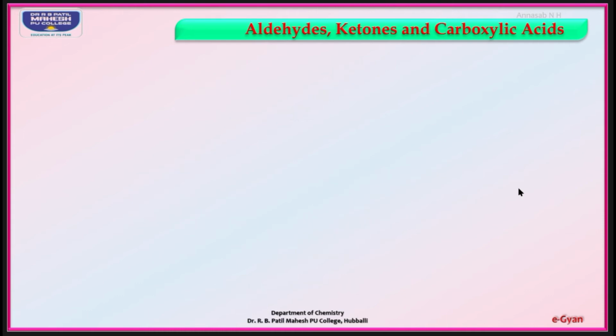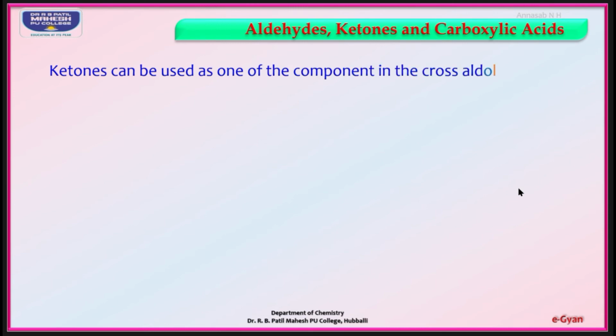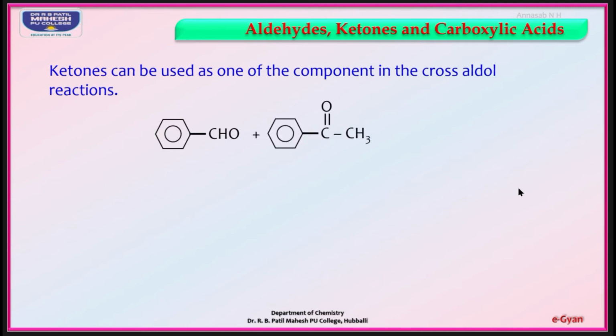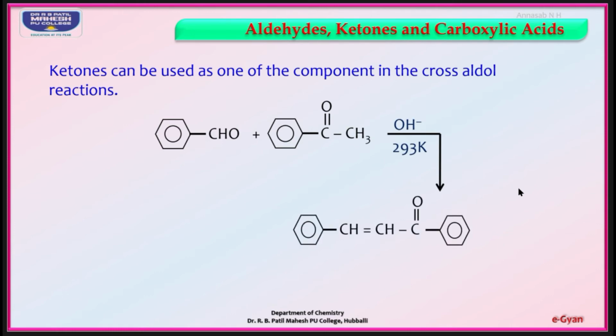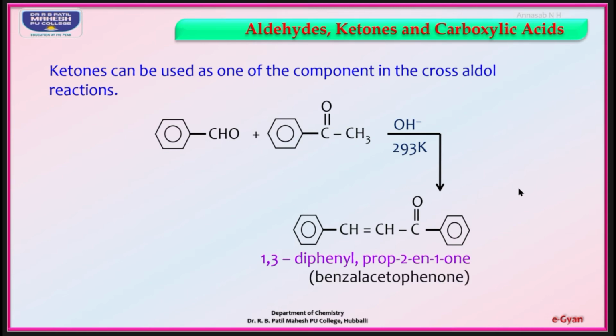Moving further, ketones can be used as one of the components in a cross aldol reaction. For example, benzaldehyde reacts with acetophenone in presence of a base, heated at a temperature of 293 Kelvin, liberates a water molecule and forms an alpha beta unsaturated carbonyl compound. The name of the compound is 1,3-diphenyl prop-2-en-1-one, which is also known as benzylacetophenone, and which is the major product formed.